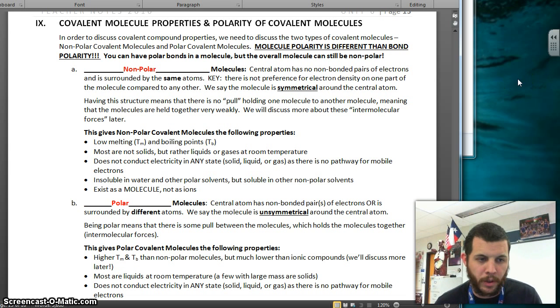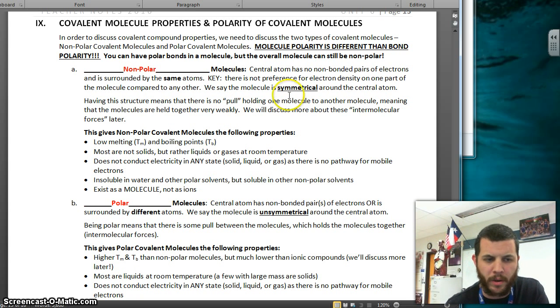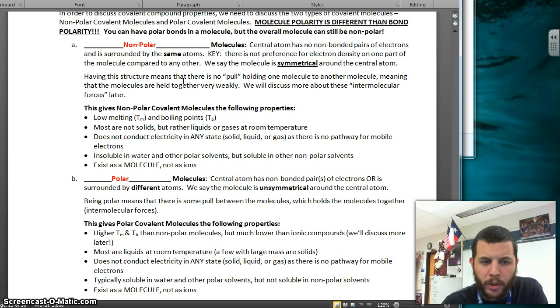Hello. Let's take a look at some properties of covalent molecules. You're going to be doing a lab in class, which is going to get you a little bit further in your understanding of properties of covalent molecules, but we're going to take a look right now as well. We want to look at the difference between nonpolar molecules and polar molecules in terms of things that they do. When we start to understand intermolecular forces, this is going to make even more sense. But for right now, we're just going to go with this.